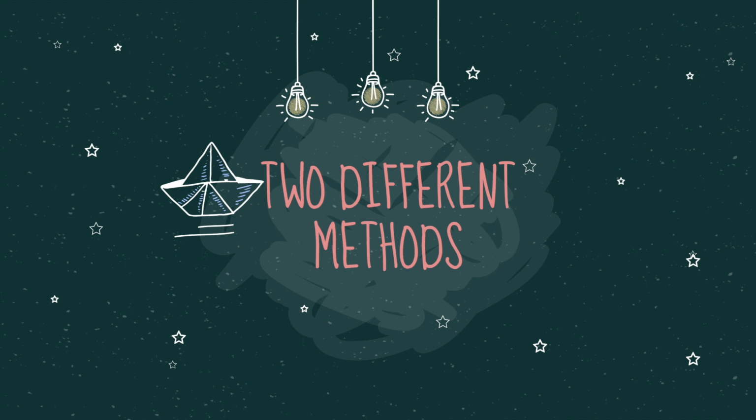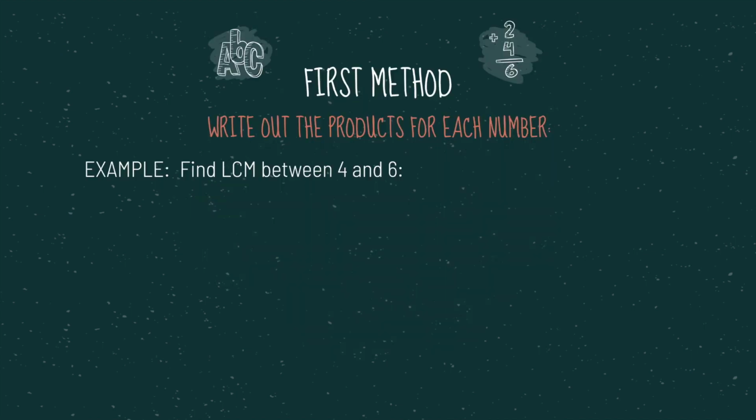There are two different methods. The first method is to write out the products for each number. So this example is asking us to find the lowest common multiple between 4 and 6. First we're going to write out the products for 4, and then we're going to write out the products for 6. We're not going to write out every single one. We're just going to write until we see at least two multiples that are the same for each multiplication table.